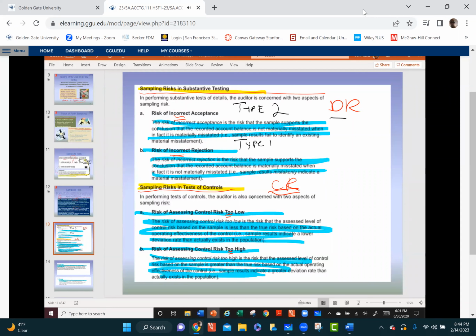Okay, now remember our sampling risk we said on the previous slide are really going to fall on that detection risk and the control risk. So let's see how sampling affects my control risk. And we have 2 types of sampling risk in tested controls: the risk of assessing control risk too low, the risk of assessing control risk too high. Now let me ask you this: are these mistakes made by the auditor? The risk of assessing control risk too low, too high? Is this indicating the potential for mistake by the auditor?